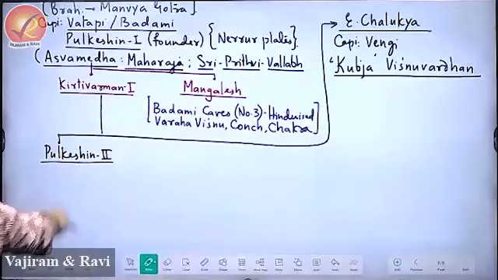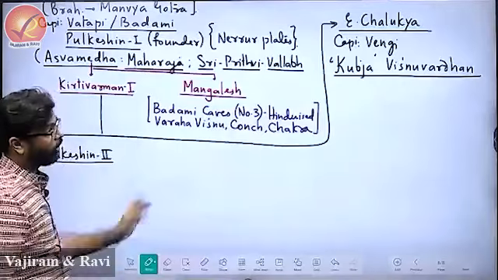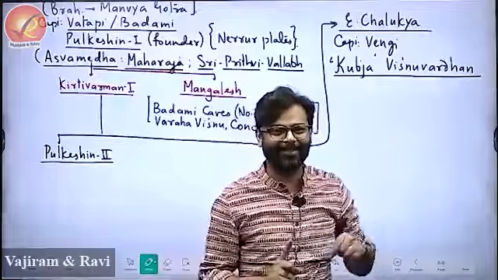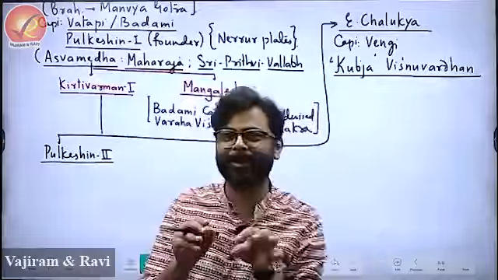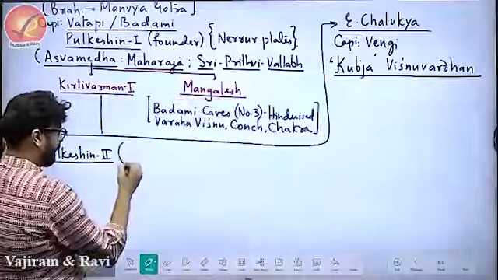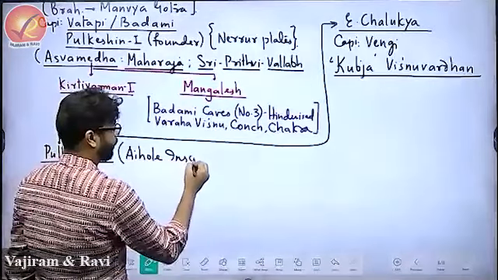For us, we have to concentrate here. Pulkeshin, Western Chalukya is more important. Don't ask me their Gotra. Same Gotra, brother. Okay. Pulkeshin is going to construct an inscription. It is called Iole inscription.